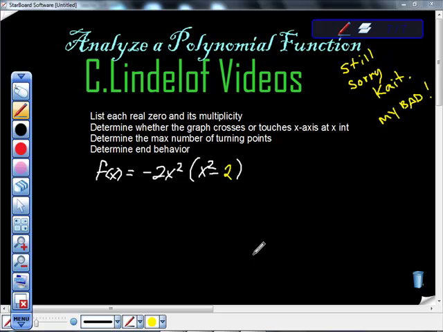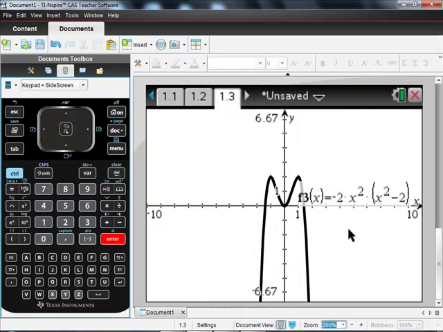Let's analyze a polynomial function. Let's see if I have it all right this time. We have f of x is equal to the opposite of 2 times x squared times the quantity x squared minus 2. And we decided this time what we do is we look at the function first and see if we can make sense of why it does what it does.